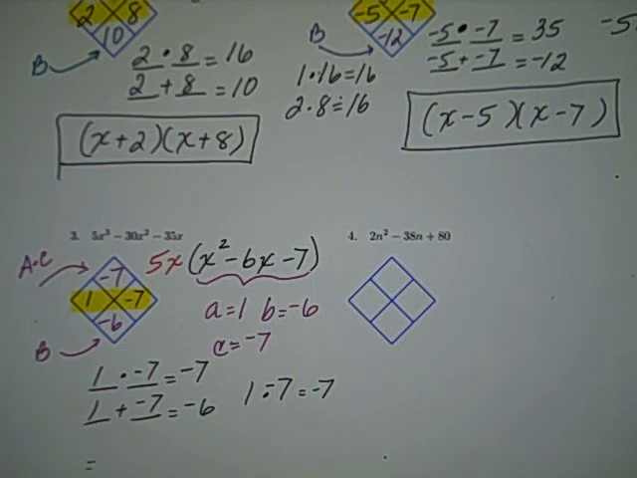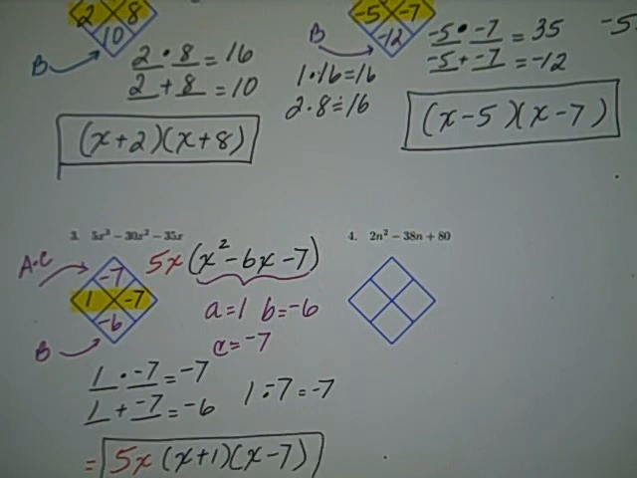Now let's write down all our factors. 5x, that was the first one we factored out. Then we factor the trinomial, and the factors are x plus 1 and x minus 7. Now you have found the factors of number 3. I hope this helped.